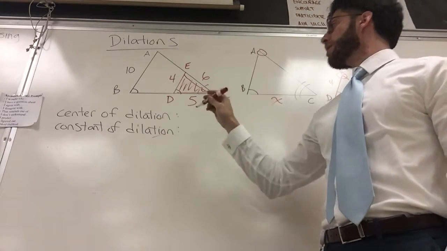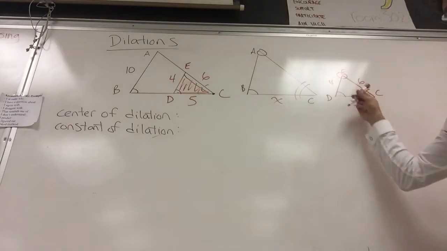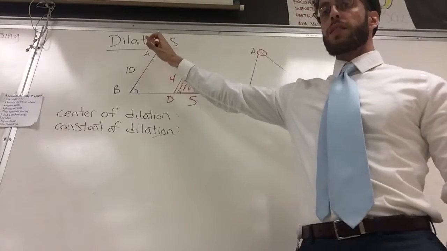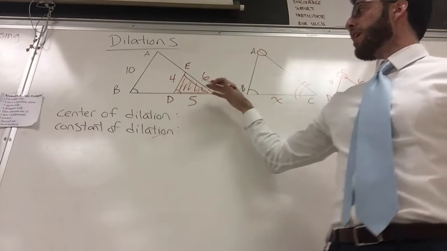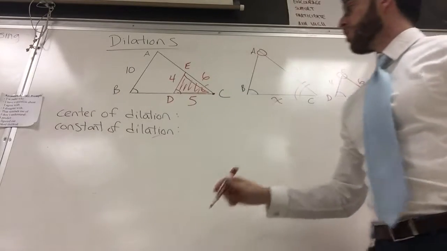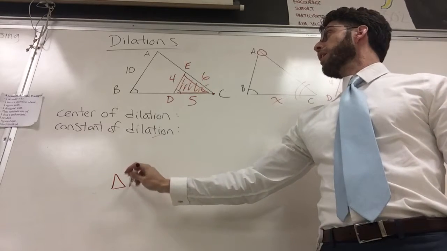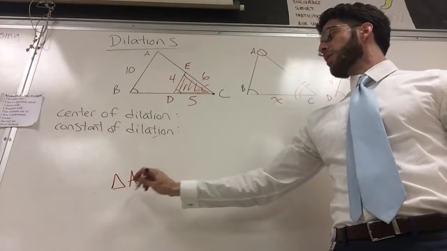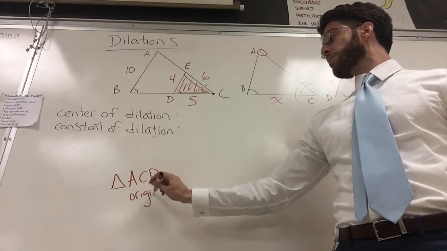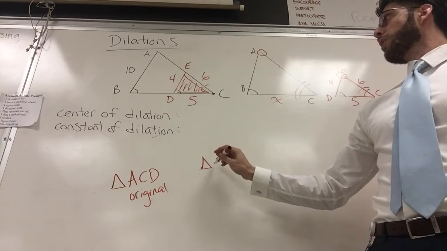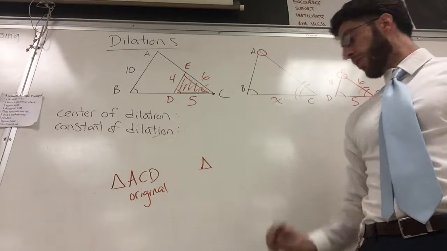This point C doesn't change. So it takes CE and it dilates it. It takes CD and it dilates it. So if you consider triangle ACD, the original, and you consider triangle, I'm sorry, I made a mistake.